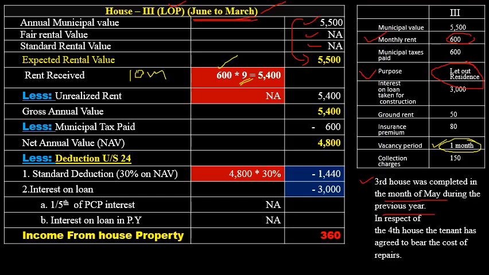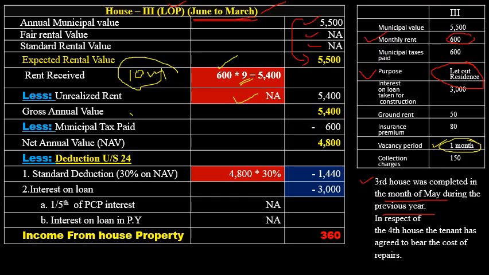Again, the monthly rent is 600 rupees, which is given in the problem, and it was used from June onwards, June to March. SSC used the house from June onwards. Before that, house construction was not completed. The total months from June to March is 10 months, but out of 10 months SSC let it out only for 9 months because 1 month is a vacancy period. So 10 minus 1, so 9 months. So only for 9 months was the house let out in the previous year. Therefore the rent received or receivable in the previous year is 5,400. So no unrealized rent, it's not given. So unrealized rent is not there in this house.